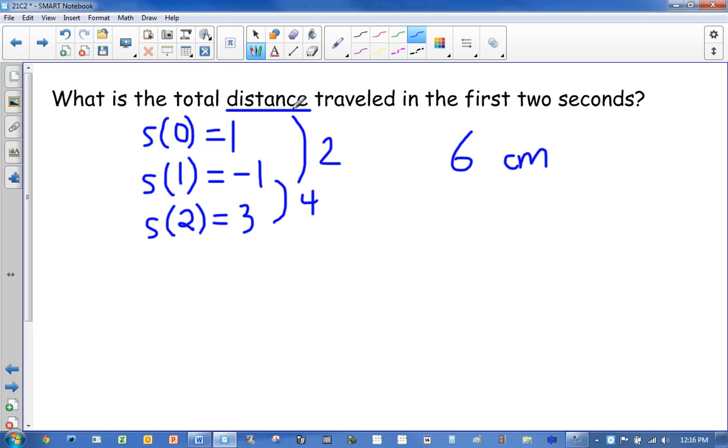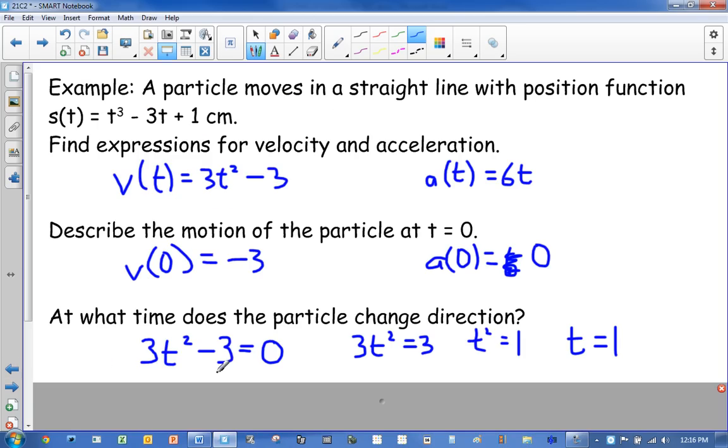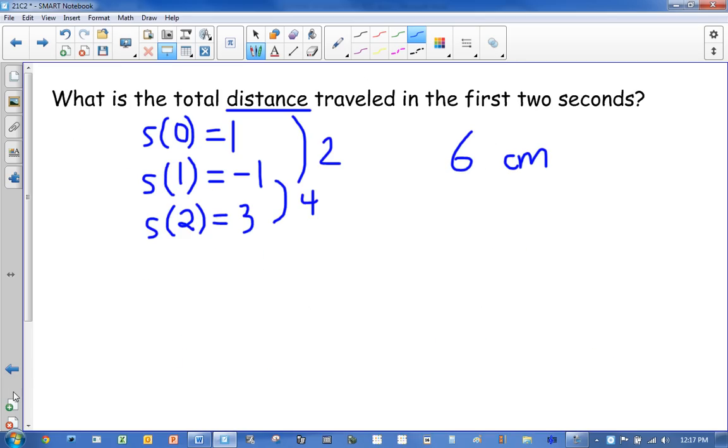So when you're finding total distance, you need to consider those times when the particle changed direction. And I figured that out by setting the first derivative equal to 0 and solving for t. That's if I'm looking for total distance traveled. I'll have to look at all those intervals where the object changed direction, and you do that by setting the first derivative equal to 0.